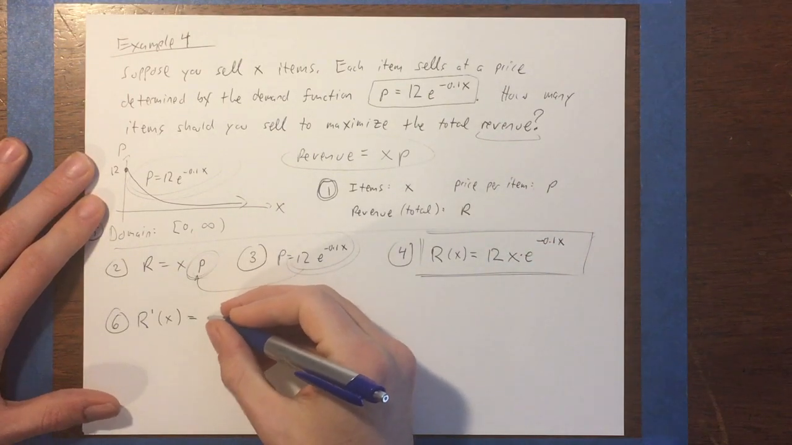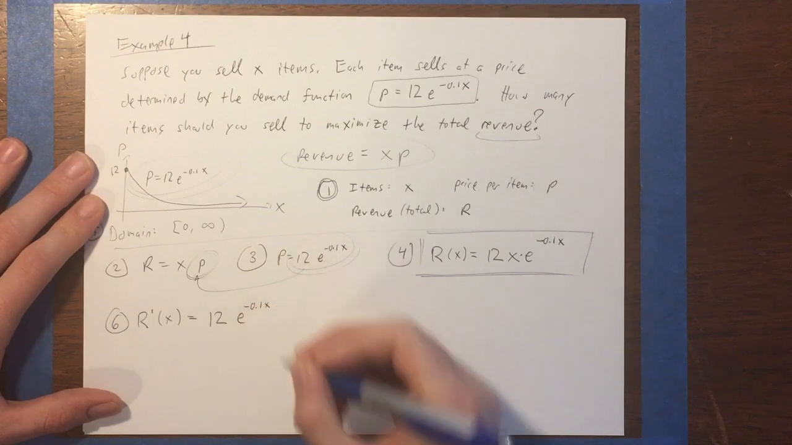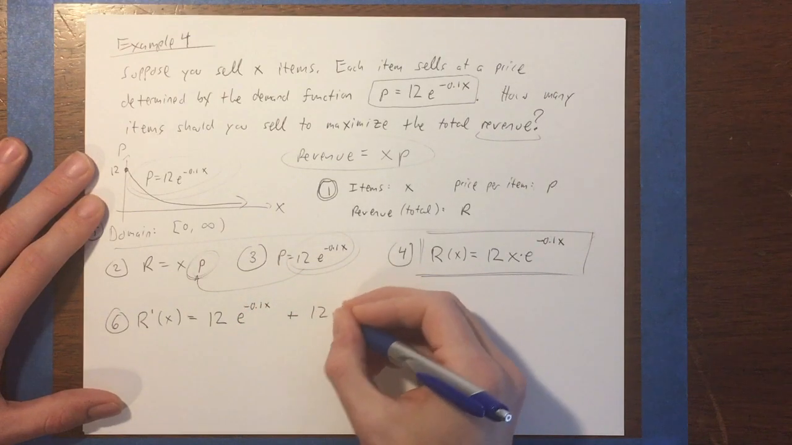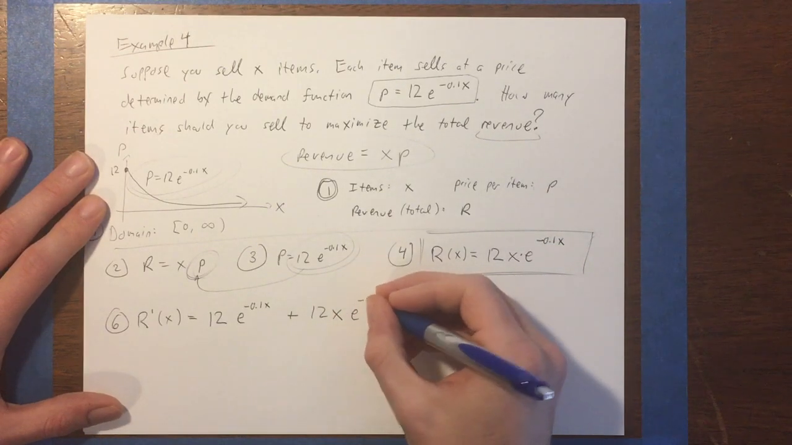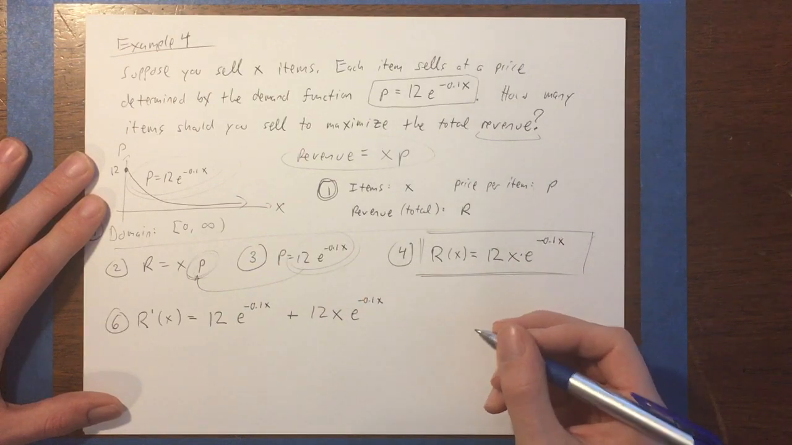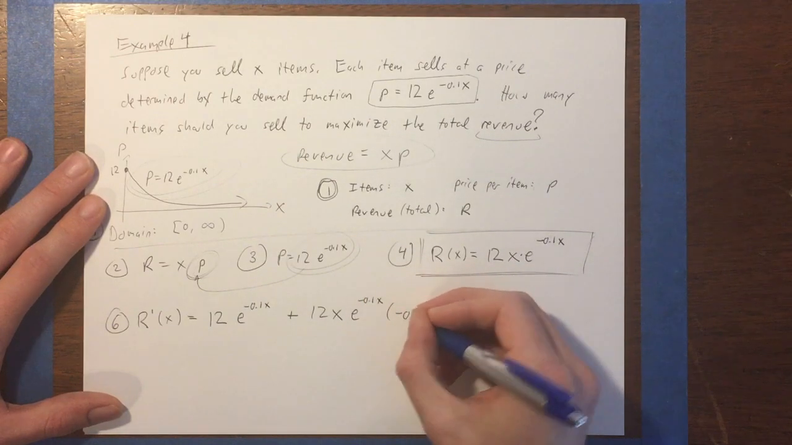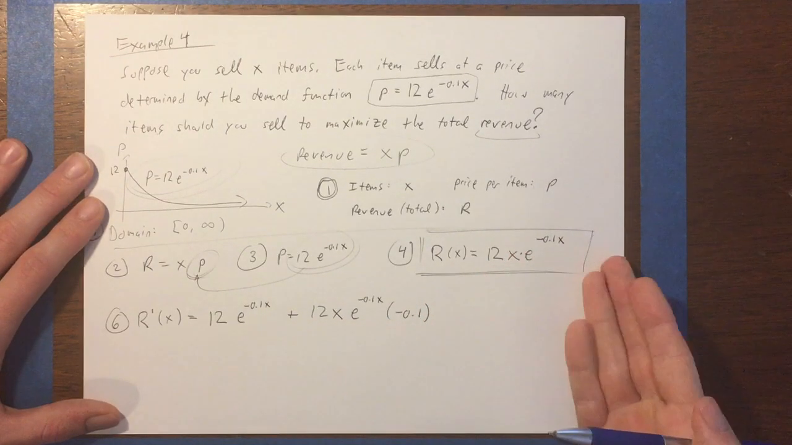I'm going to have the derivative of 12x is 12, and then multiply by the second function. And then plus 12x times the derivative of e to the negative 0.1x, which would be e to the negative 0.1x, and then times the derivative of negative 0.1x, which is going to be just the negative 0.1. So there's my product rule, giving me the derivative of R.